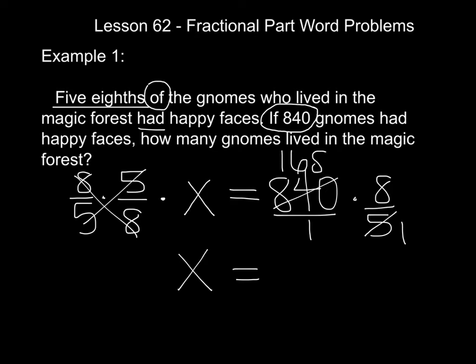168 times. Then I will multiply 168 times 8, and I get 1,344. We make sure and put our label back on there. This number represents all the gnomes that lived in the forest, so we'll write gnomes next to it.